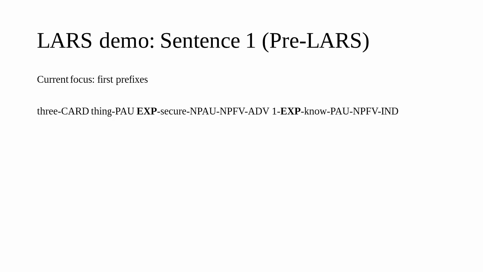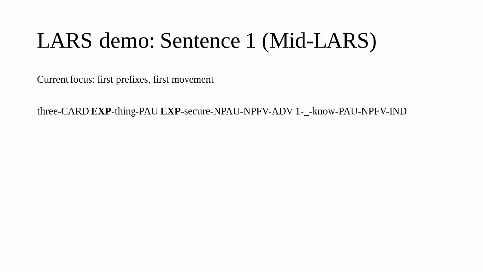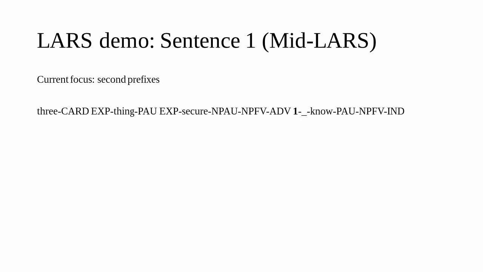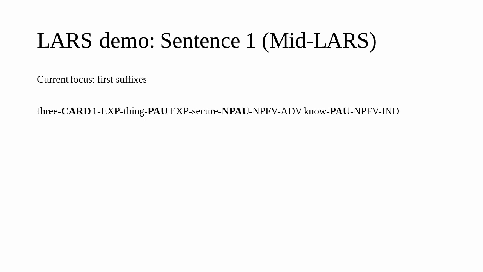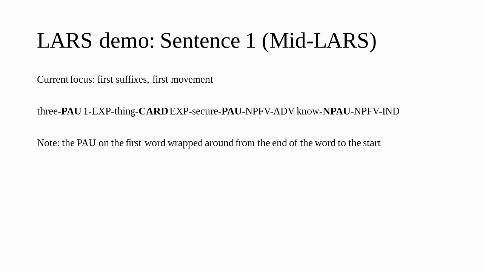This may be a lot to take in, so I'll demonstrate the process on the first sentence as seen here. Starting with the first prefix, we move those 1 word back. Next, we take the second prefix and move it 1, 2 words back. We do something similar for the suffixes. We take the first suffixes and move them 1 word ahead.